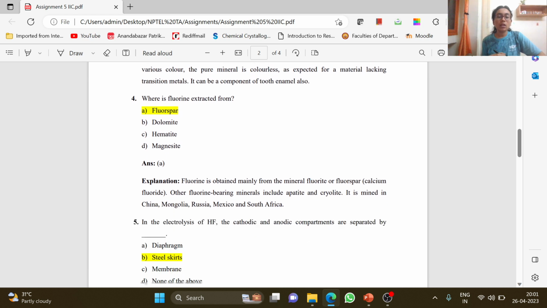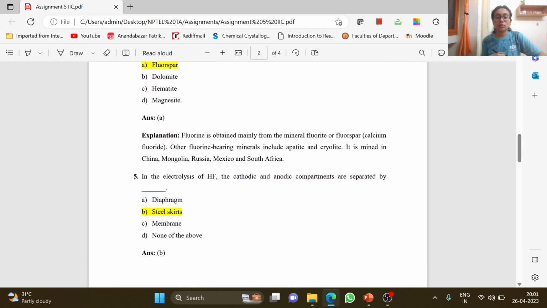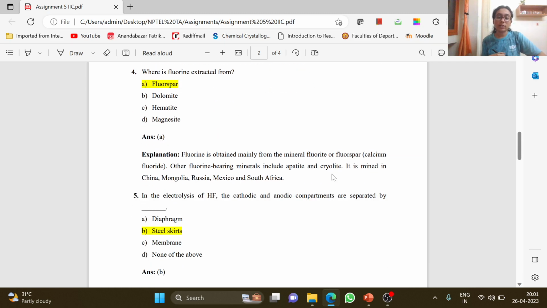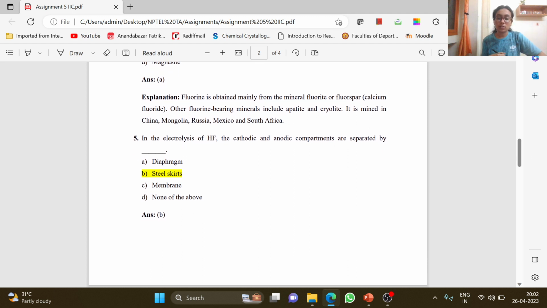Then, where is fluorine extracted from? Fluorine is basically extracted from one mineral, fluorspar, that is calcium fluoride, CaF2. Other fluorine bearing materials are apatite, which, as we discussed, is fluorapatite, Ca5(PO4)3F, and cryolite also. It is mined in China, Mongolia, Russia, Mexico, South Africa, these countries.